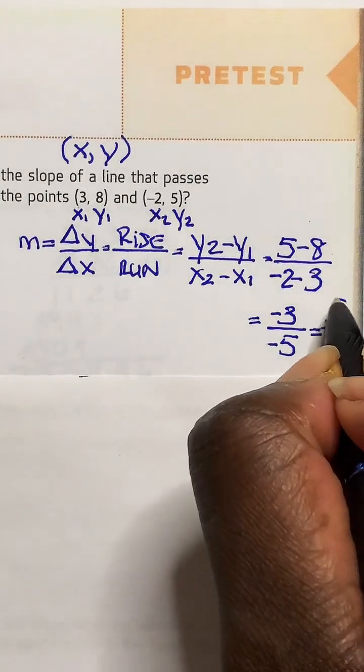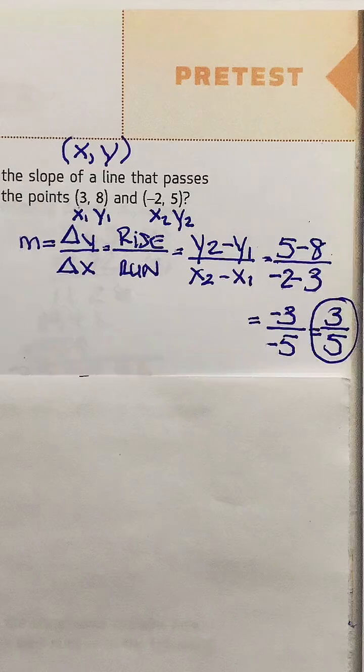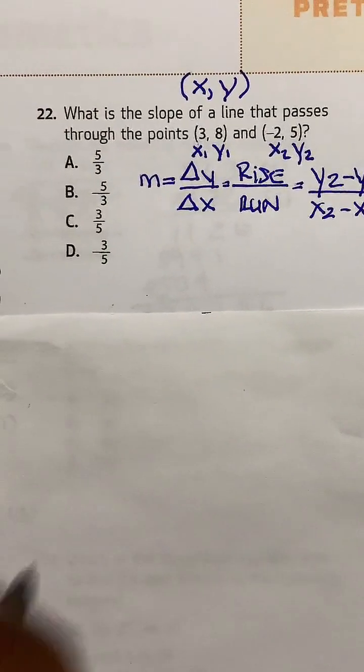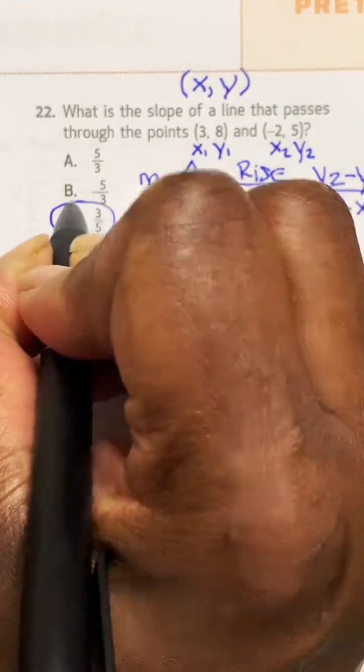Okay, so my slope is going to be a positive 3/5. So your answer should be C.